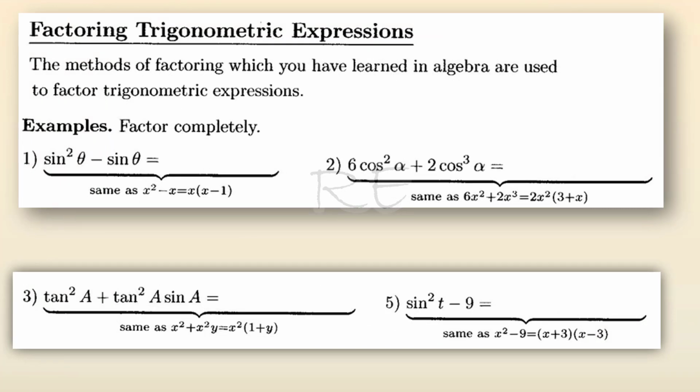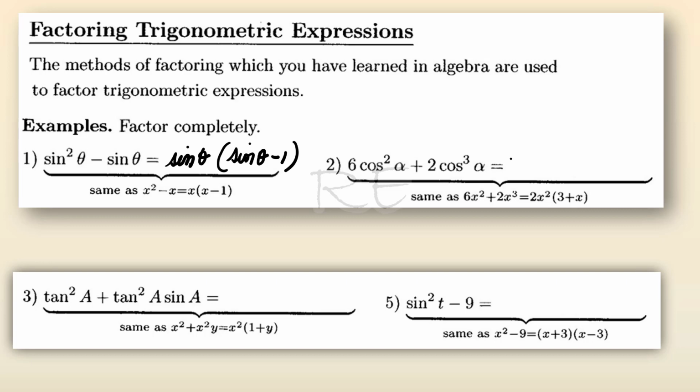We're going to use the same method we use in algebra to factor trigonometric expressions. Sine squared theta minus sine theta. Sine theta is the greatest common factor. We get sine theta times sine theta minus 1.